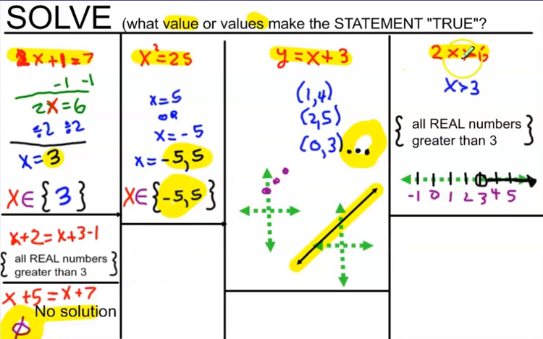Okay, greater thans and less thans. The correct answer to this problem would be x greater than 3, which is all real numbers greater than 3. So here's where we're going to use a number line. We're going to put a circle around 3, leave the circle open, and draw an arrow to the right.